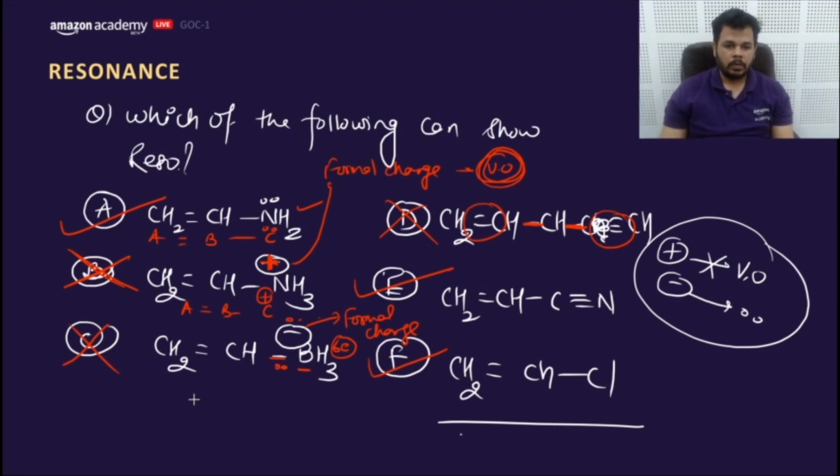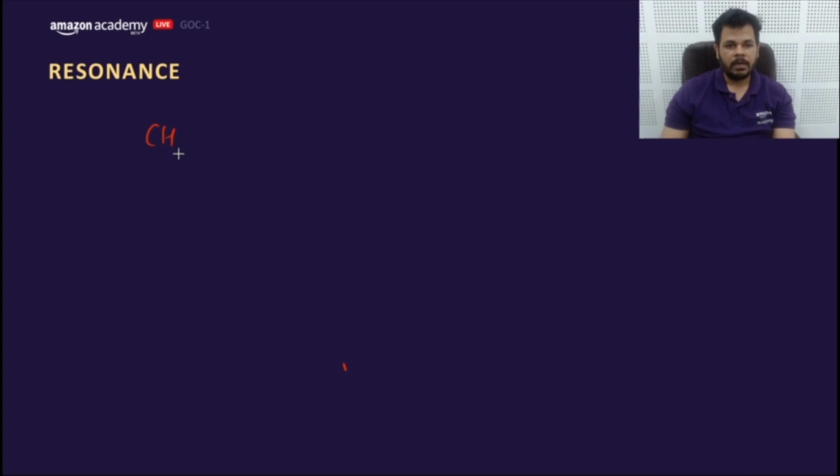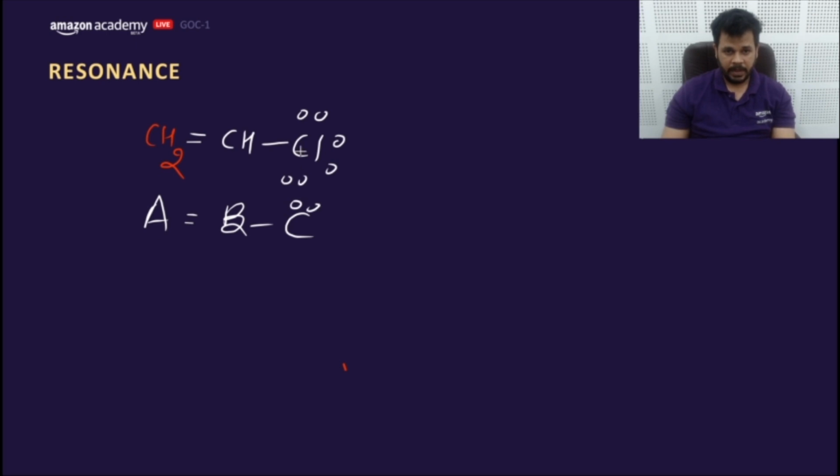What is the point to raise? Every positive charge is not a vacant orbital, whereas every negative charge does not represent a lone pair. If it is like that, this positive or negative charge will not participate in the resonance. Sir, why F? CH2 CH Cl, it has a lone pair. A double bond B, C has what? A lone pair. It can participate in the resonance. Lone pair converts into bond pair, converts into lone pair.